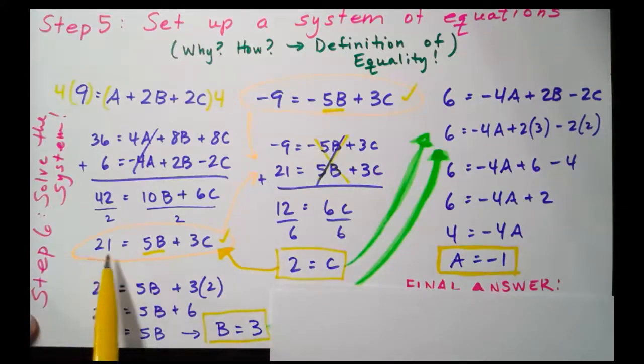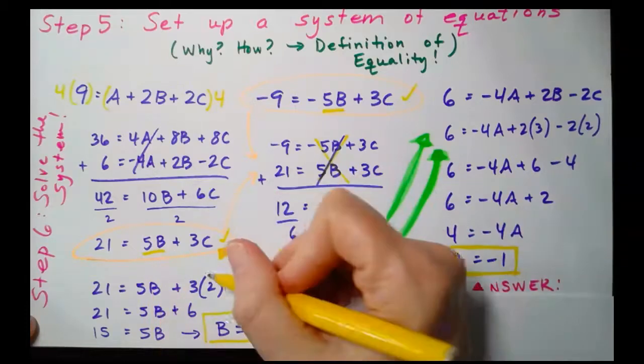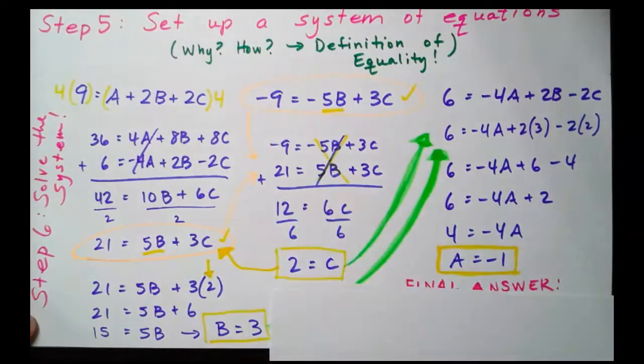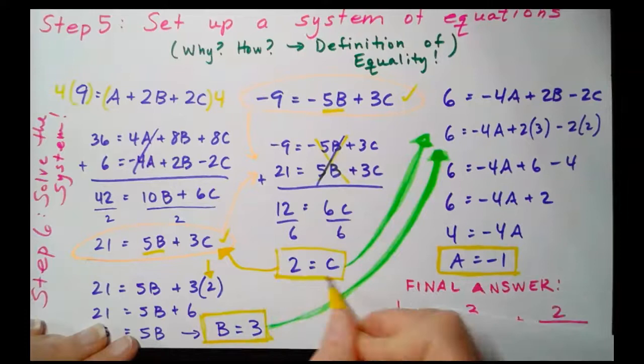So 21 equals 5b plus 3 times c. c is 2. It gets plugged in right there. 21 equals 5b plus 6. Subtract the 6 from both sides. 15 equals 5b. b is 3. Now we know b. Now we know c.